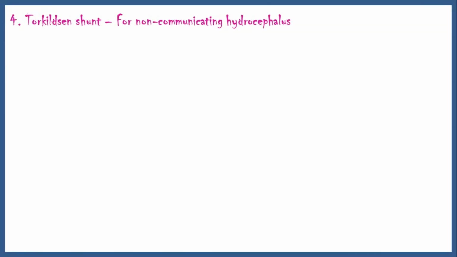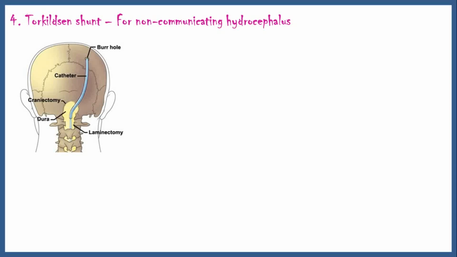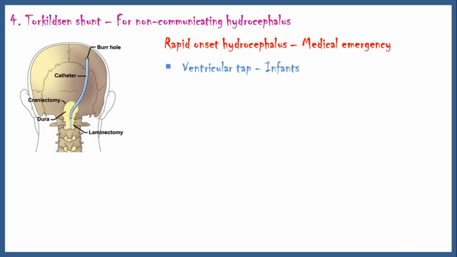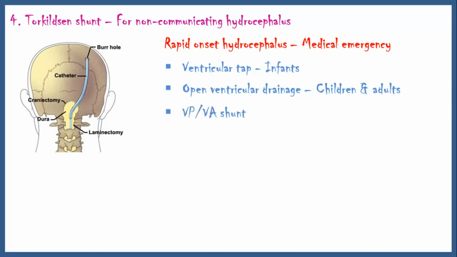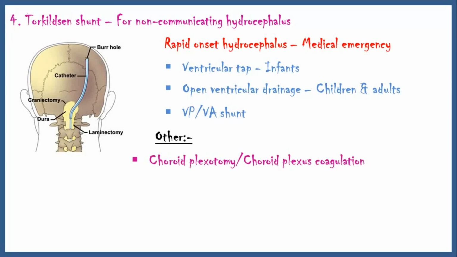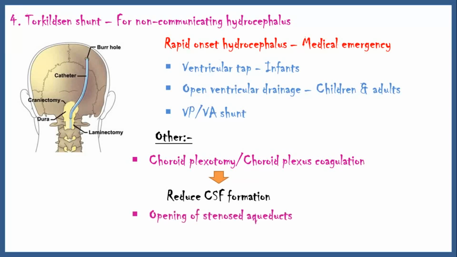Torkildsen shunt is used rarely and only for acquired non-communicating hydrocephalus. In this method, CSF is drained from the lateral ventricles into the cisterna magna. Rapid onset hydrocephalus is a medical emergency and needs to be corrected immediately. Treatments include ventricular tapping in infants, open ventricular drainage in children and adults, and VP or VA shunt. Other methods of treating hydrocephalus include choroid plexotomy or choroid plexus coagulation to reduce CSF formation, opening of stenosed aqueducts, and endoscopic fenestration of the third ventricle.